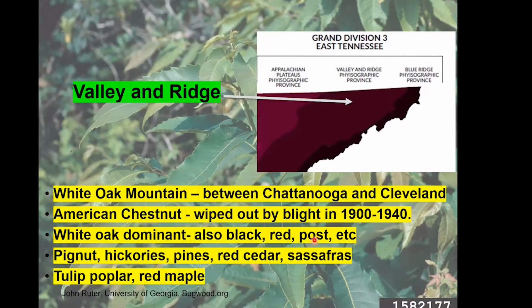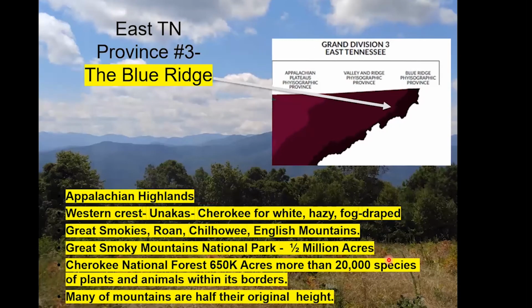Lots of different oak trees. There are different hickory trees. There's a good number of pines, still cedar and sassafras, tulip poplar, which is our state tree, red maple. So beautiful, beautiful area. And then we get over a little higher elevation, call it the Appalachian Highlands. Move my picture out of the way.